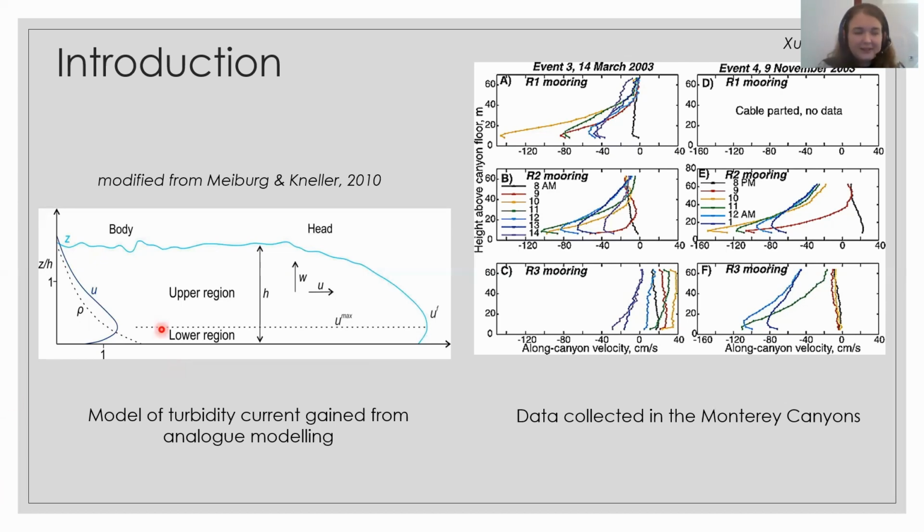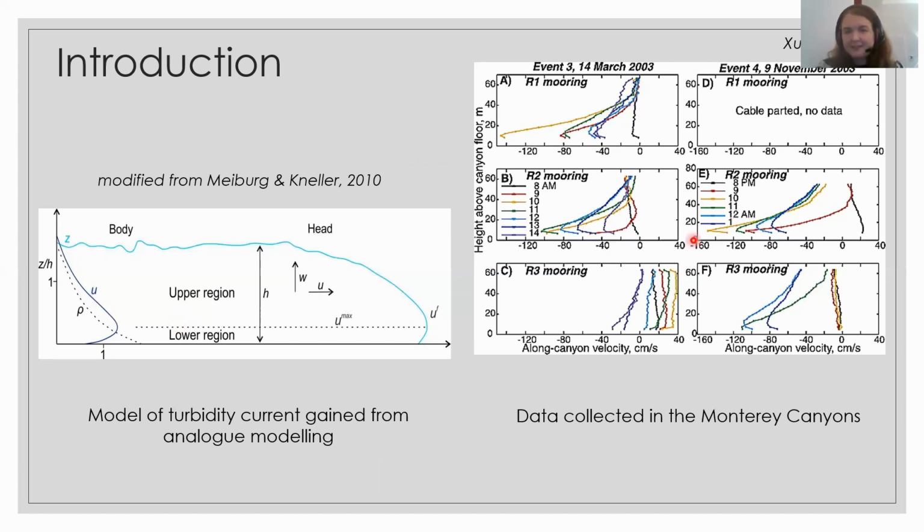So all of these models that we have about turbidity currents, how the velocity profile looks like, how the concentration profile looks like, that we can divide them into two regions, the lower region, which has a higher concentration, and an upper region with a lower concentration. The fact that we know that a turbidity current has a head and a body and a tail, this is all knowledge that we gained from analog modeling.